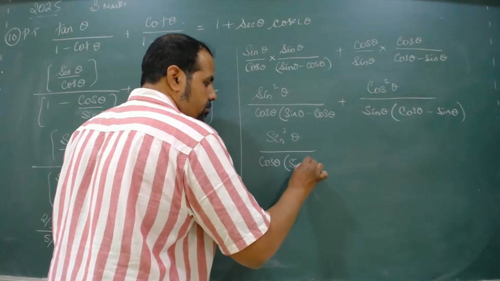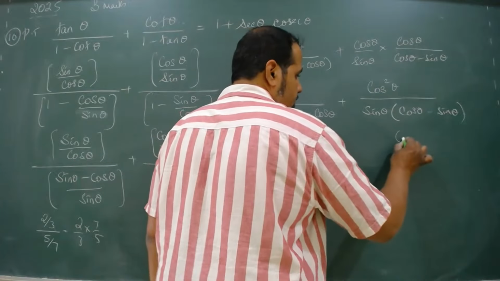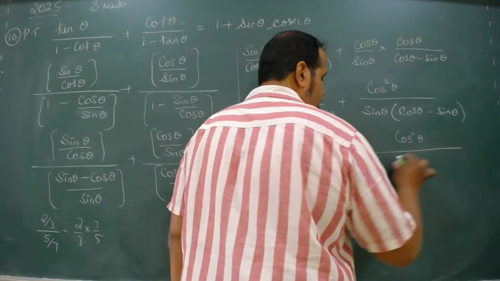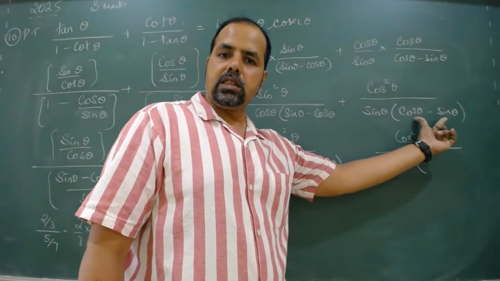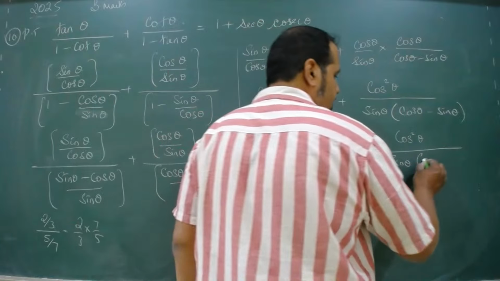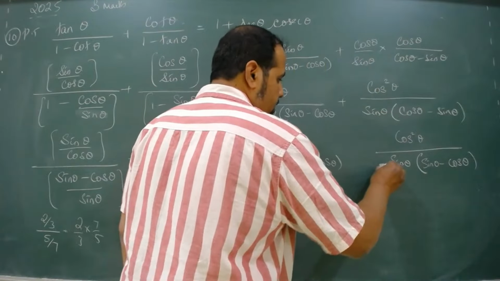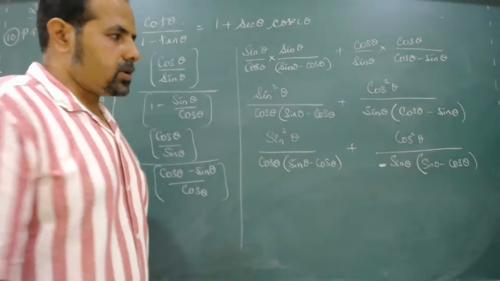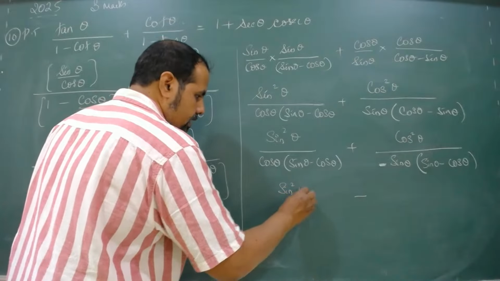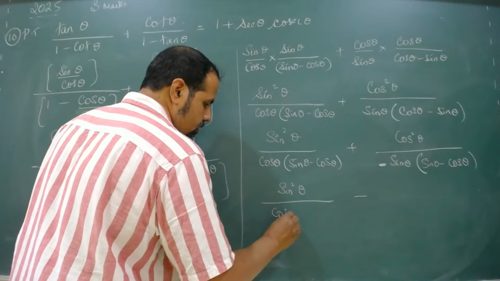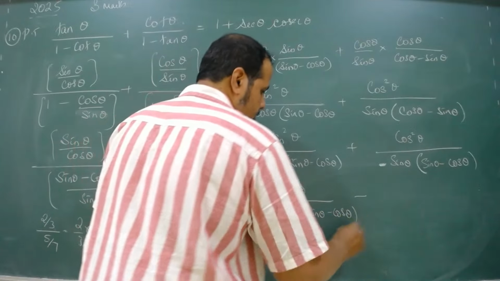But the denominator is the same. So observe here. I'm going to write the numerator as it is, but as I said, I'm going to make a small change. Cos theta minus sin theta will be rewritten as sin theta minus cos theta. This can be done by taking a negative sign common here. So now plus into minus becomes minus sin square theta divided by cos theta into sin theta minus cos theta.